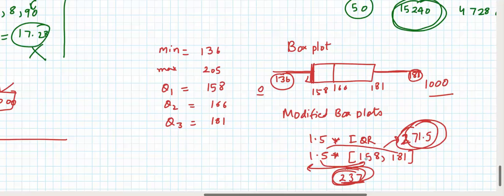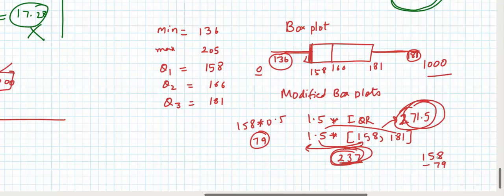So what you have done here, 0.5 of 158, how much will that be? That will be 79. So you do 158 minus 79 on the left hand side, so you will go till 48. Okay, does that make sense? So that is your modified box plot.